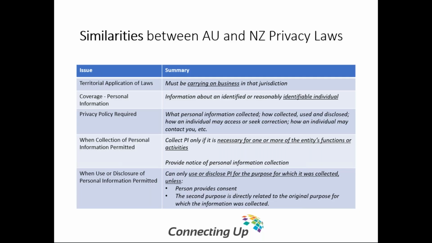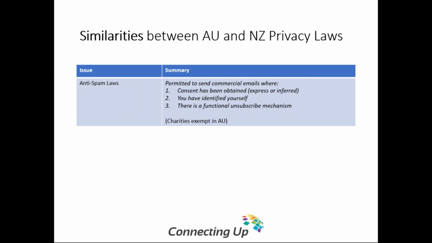So just to finish off, there are lots of similarities between Australia and New Zealand, and I think that there are sufficient similarities for you to be able to develop a privacy program that meets the requirements of both. The territorial applications, the definition of personal information, the requirements in terms of your published privacy policy, the restrictions around collection and use of personal information are all pretty much the same between the two countries. We also have similar spam laws and requirements to be able to send a commercial email. We do, of course, have that exemption for charities in Australia.